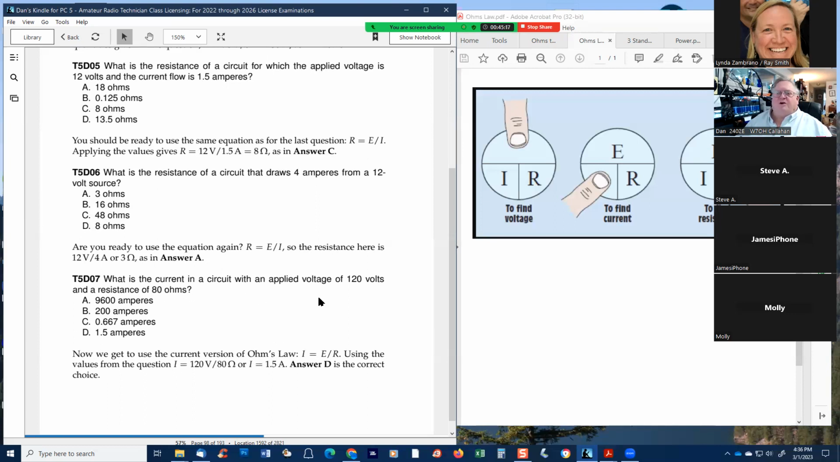What's the current in a circuit with applied voltage of 120 volts and resistance of 80 ohms? Well, we want to know current, so we go to current, E over R, and we have 120 over 80, so it's 1.5 amperes. And this applies to things like in your home. You can understand how much current is flowing through wires and why you have to use bigger wire. Bigger wire can handle more current.